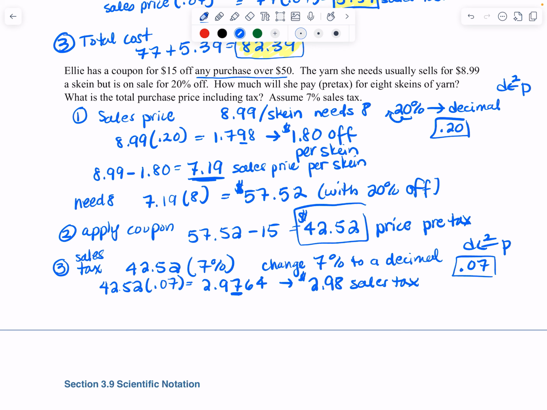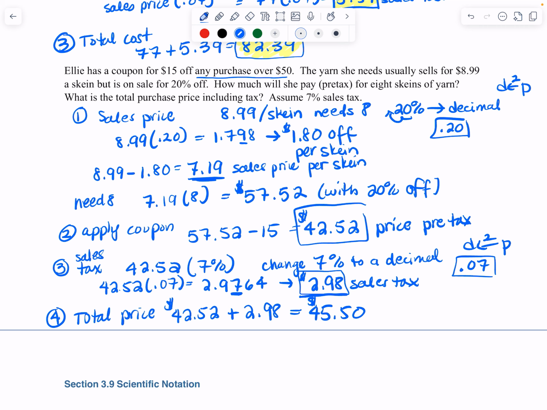Okay, all right, so that's how much she has to pay for sales tax. So the total price: I'm going to take the $42.52, that was after the 20% discount and after the coupon is applied, and I'm going to add the sales tax, which was $2.98. Let's add those together and see what we got. $42.52 plus $2.98. And she's going to have to pay $45.50 for those 8 skeins of yarn at a 7% sales tax rate.